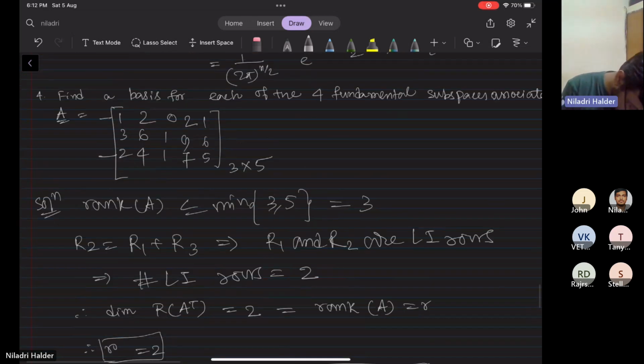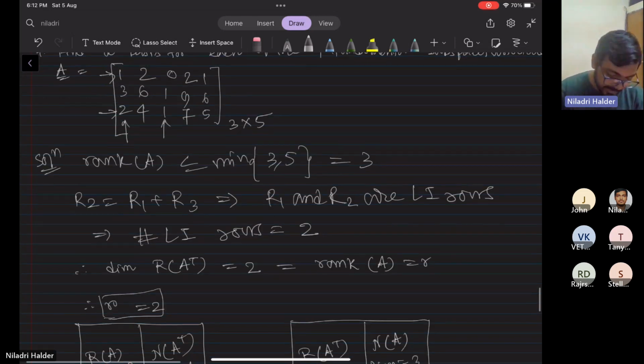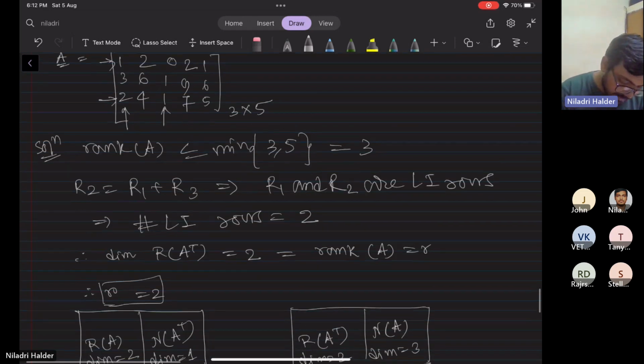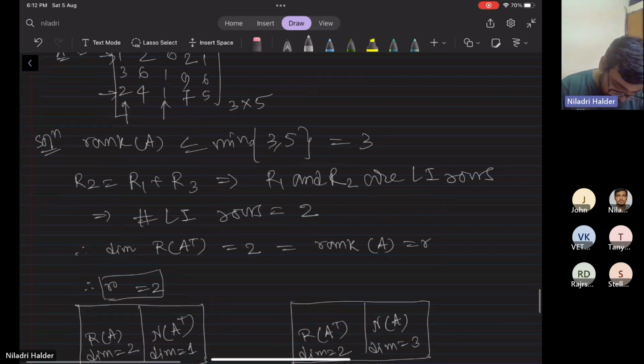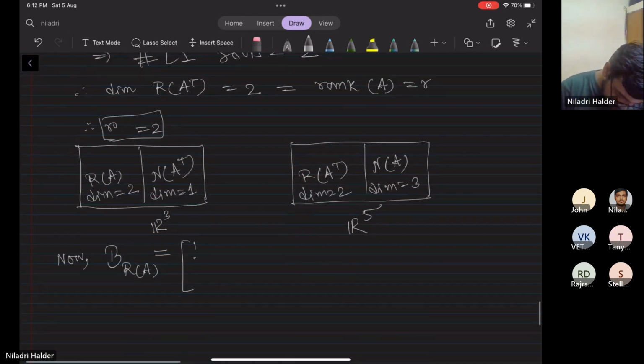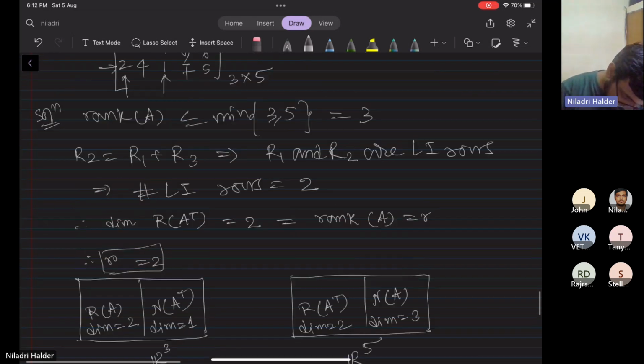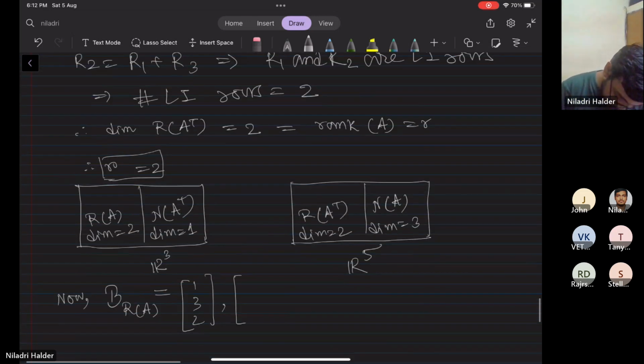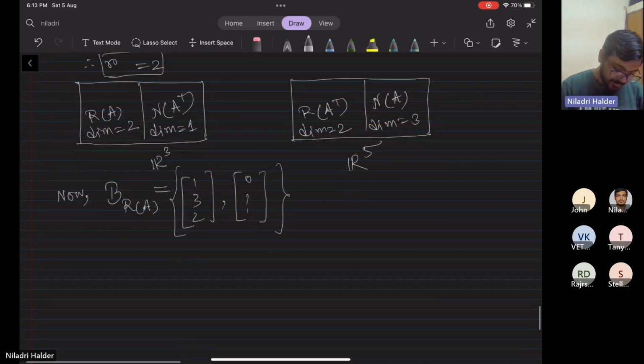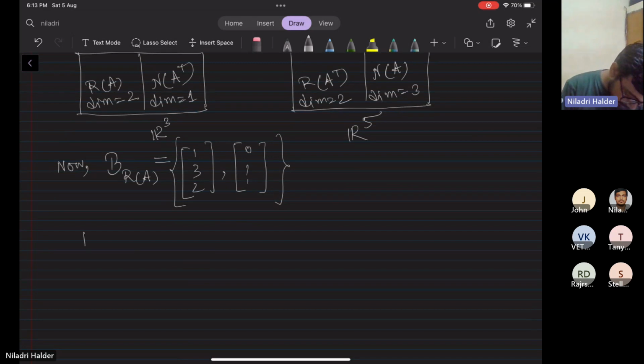And for the columns, this is 1 3 2 and then 0 1 1. You can check that these are the linearly independent columns; all the remaining columns are dependent. So 1 3 2 and 0 1 1, these two are the basis for the range space of A.